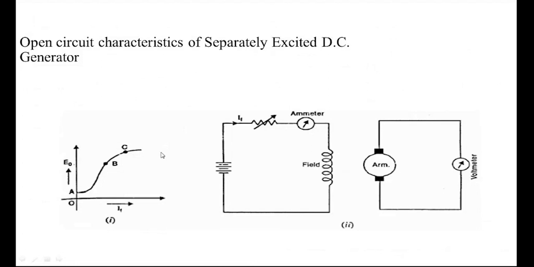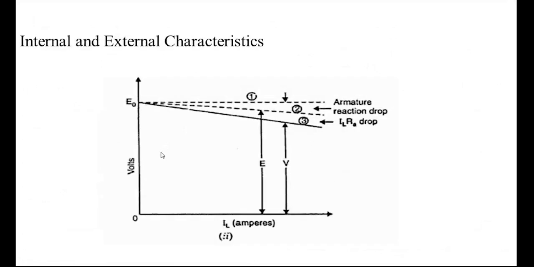This is called the open circuit characteristics curve, the internal and external characteristics curve. After we generate the rated voltage, it is a dotted line, the no-load induced EMF. We can connect the load across the armature winding. Some voltage is dropped due to the armature reaction drop. It is an internal drop. Due to the armature reaction drop, some induced EMF is reduced. Then the third curve indicates the IA RA drop, the armature drop.